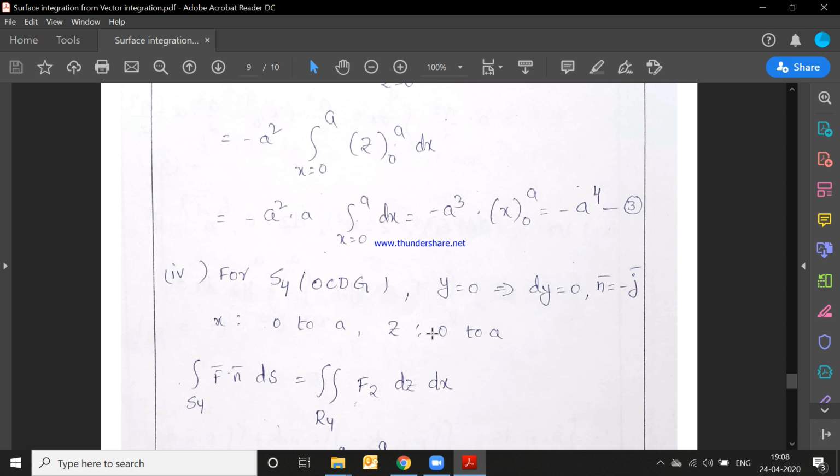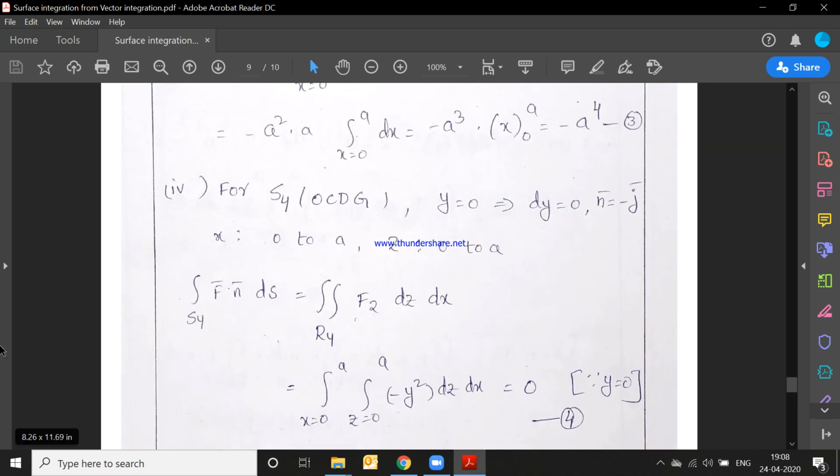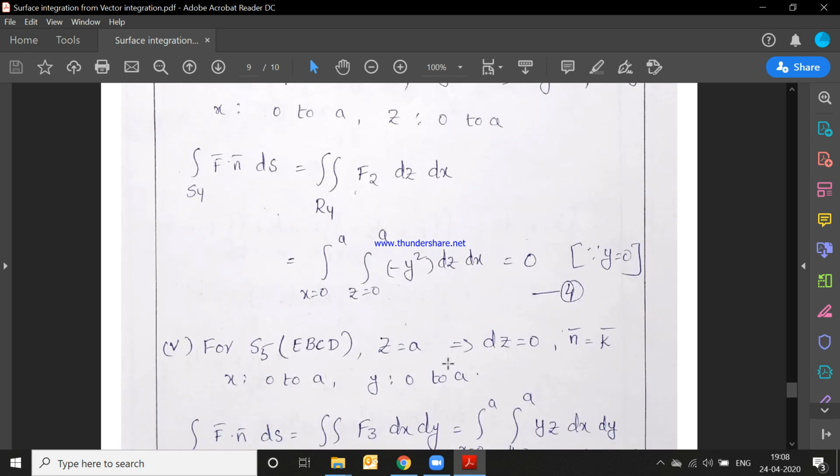X limits are 0 to a, z limits also 0 to a, then the integral over S4 of f bar dot n bar ds is equal to the double integral over R4 of f2 dz dx. Because dy value is 0, two terms are zeros in our integration part, so we only get f2 dz dx. So then we get the integral x from 0 to a, z from 0 to a, f2 is minus y square, but y value is 0, so the integration value is also 0.